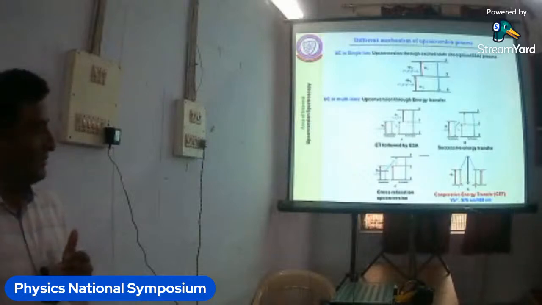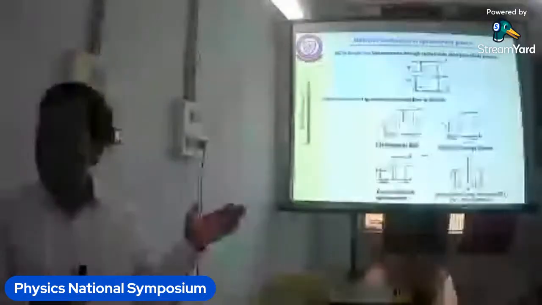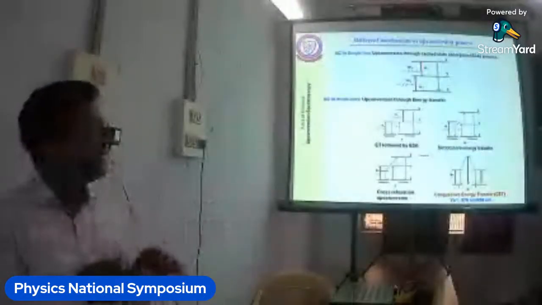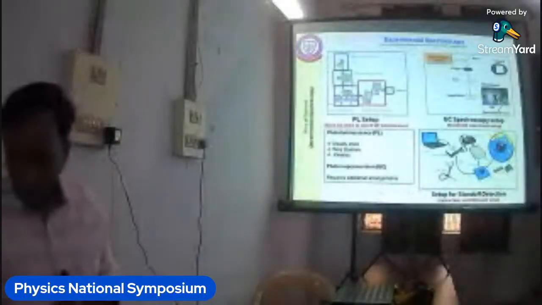The difference between these two levels is around 980 nanometer. So by using Yb and an activator, say erbium, one can get emission in the green, red and blue regions.